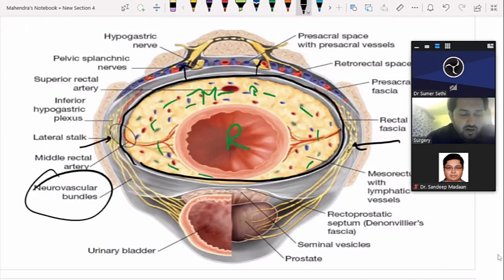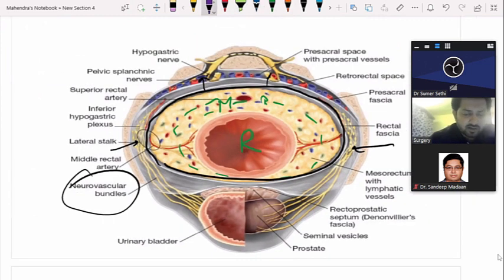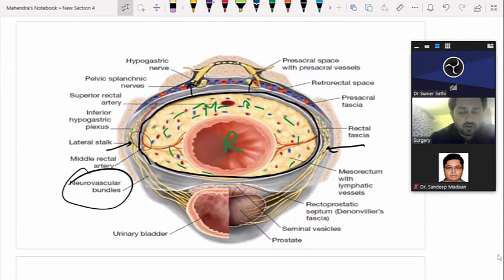Yes, you need to go between the Denonvilliers' fascia and the Waldeyer's fascia. You do not have to take out the fascia as such, but if you take out the fascia, it is easy to know that you have removed it completely. So you can take out the fascia also, that's not a problem. But you should not go beyond that, because that can lead to injury. Okay, another view I'll show you.